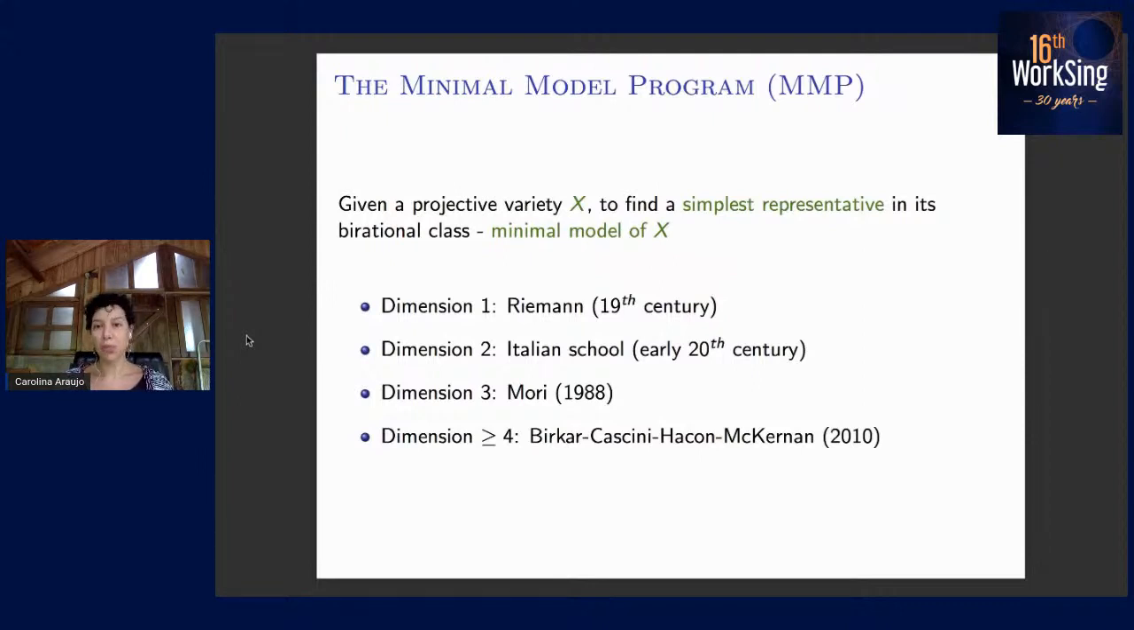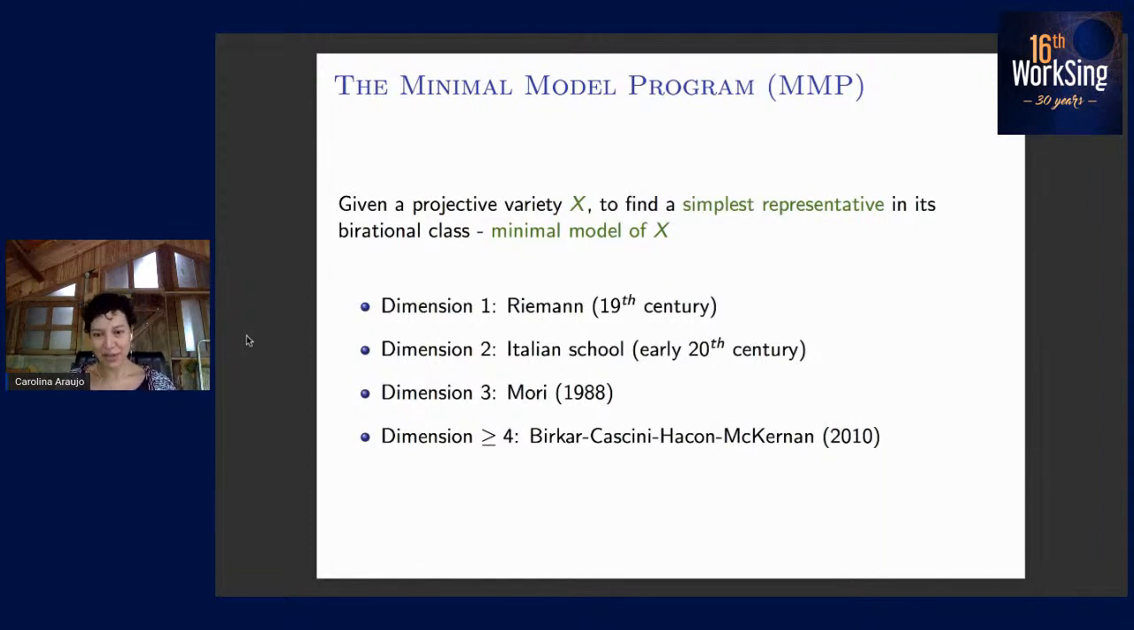This is the goal of the so-called minimal model program, which is a very important and central theme in algebraic geometry. Given a projective variety, we want to find a simplest representative in its birational class. This is what we call the minimal model. And now we know that this is possible. In dimension one, this was just the work of Riemann on classification of Riemann surfaces in the 19th century. In dimension two, this was achieved by the Italian school in the early 20th century. In higher dimensions, some new difficulties and new ingredients come in, and so the problem is much harder. It was a consequence of the work of many people, but let me just give the credit here to Mori, who finished the program in 1988.